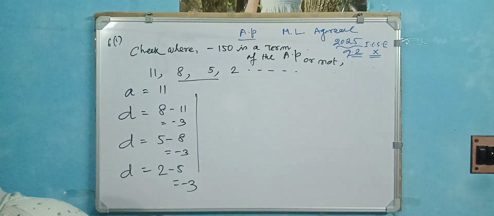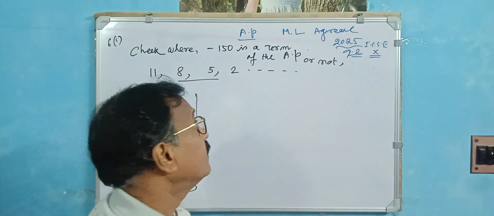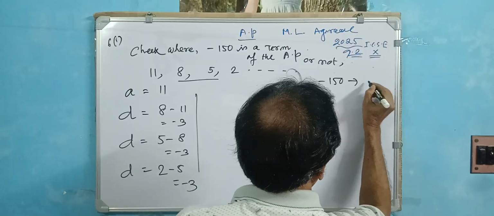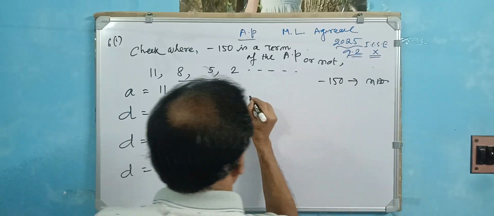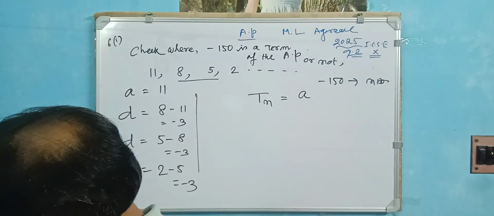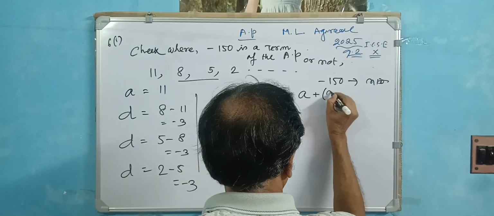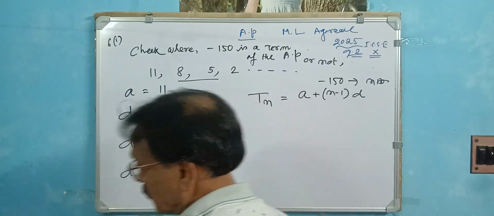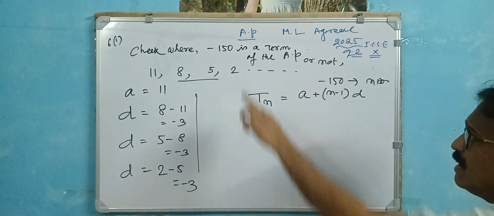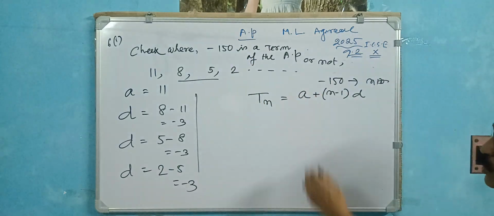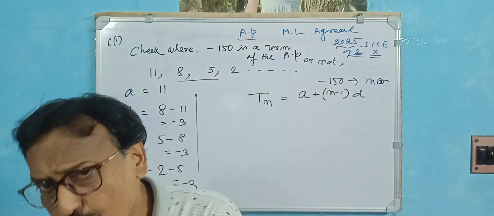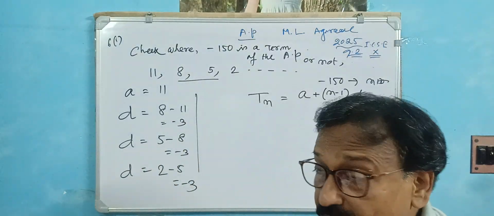Clear? Now, what is the general formula? Suppose minus 150 is the nth term. Tn is equal to a plus n minus 1 into d. No problem at all. Just put the values and find out what the value of n is.